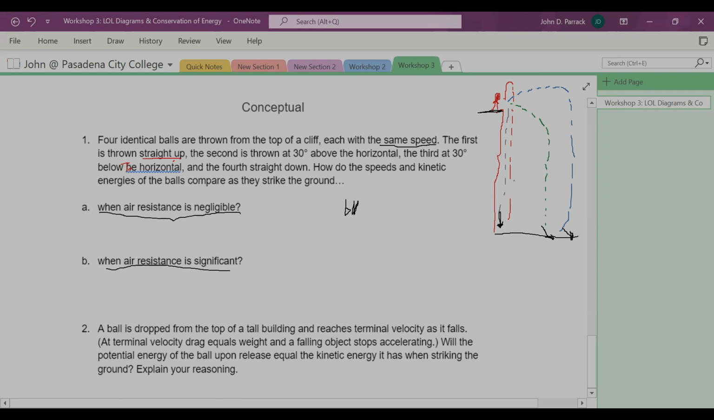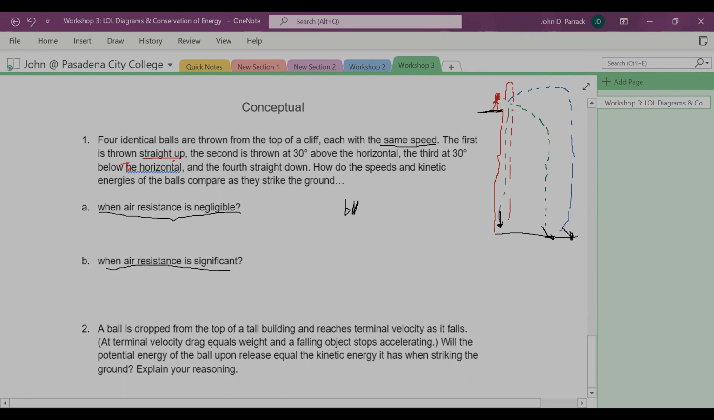Ultimately, what this will do is it will steal some of the energy from all of the balls. So the initial energy is going to be greater than the final energy. But still, these energies will be equal. Not that the initial energy will equal the final, but that the final energy of all these different projectiles will be equal.